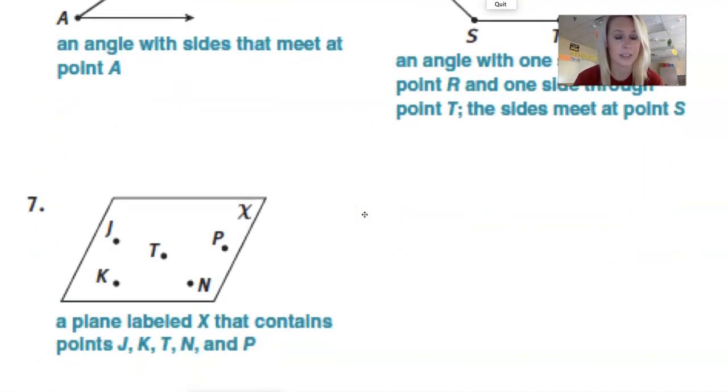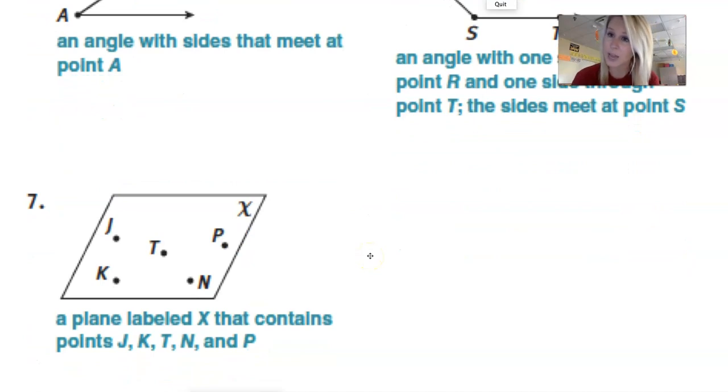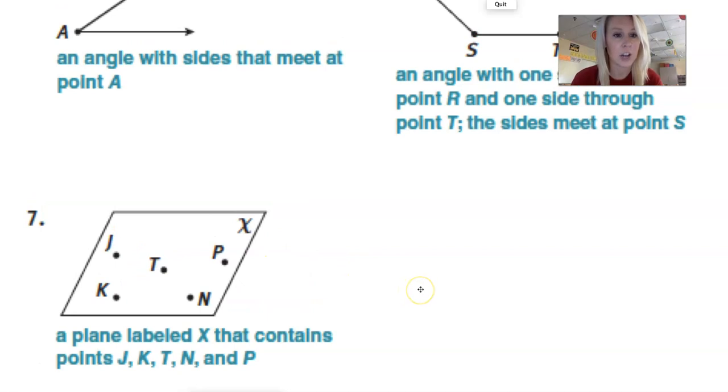And then last but not least, maybe you remember it's called a plane, maybe you didn't, but it's a plane. It's labeled X, and it's containing the following points, J, K, T, and N, or P. So hopefully that jogged your memory from previous math courses on some stuff we'll be talking about today.